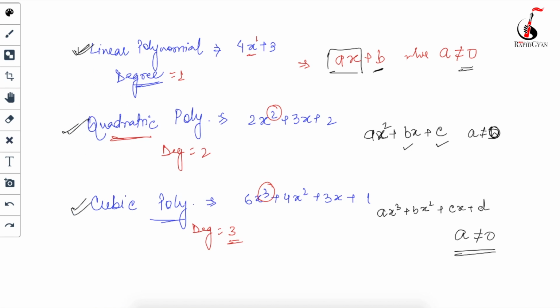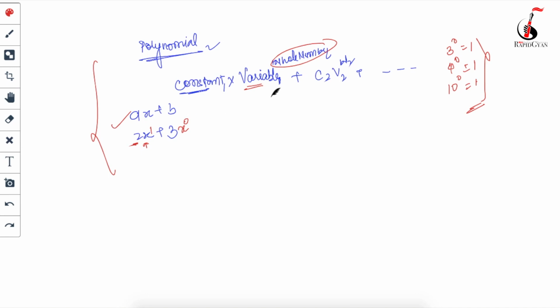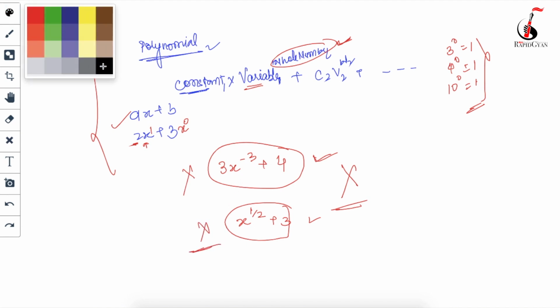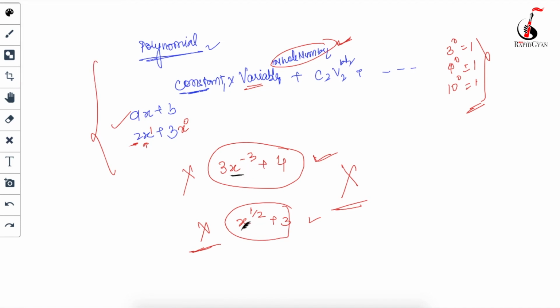One more thing I forgot to tell you: the power of the variable should always be a whole number. It means if somewhere it is written like 3x to the power minus 3 plus 4, or x to the power 1 by 2 plus 3, and someone asks whether this is a polynomial or not, clearly say no, these two are not polynomials. In this polynomial your variable is x, and here also your variable is x.